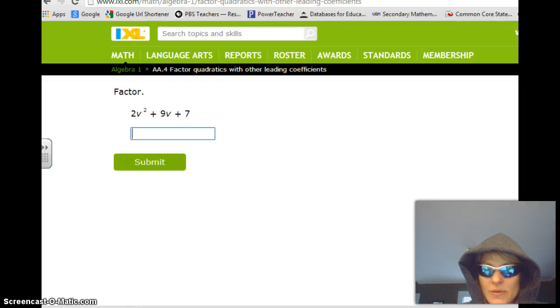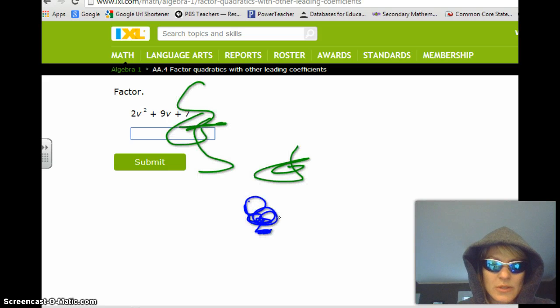Okay, so up to now we've been doing some factoring of trinomials, our quadratic equations, and all the factoring that we've done till now has been when the leading coefficient, or the number in front of the v squared, has been 1. But as you can see here, it has a coefficient of 2. So we solve these equations a little bit differently when there is a number larger than 1 in front of that v squared.